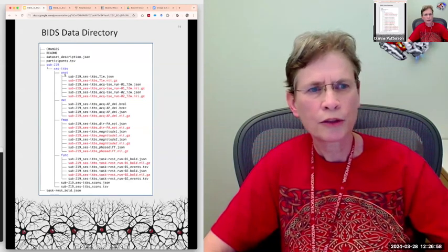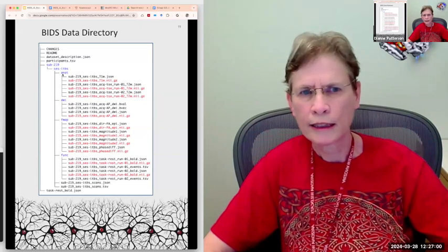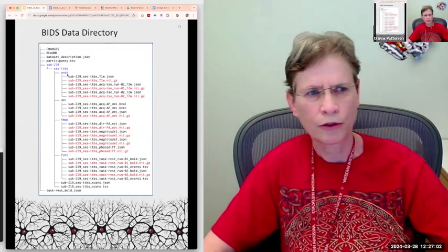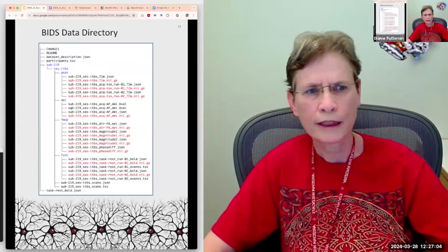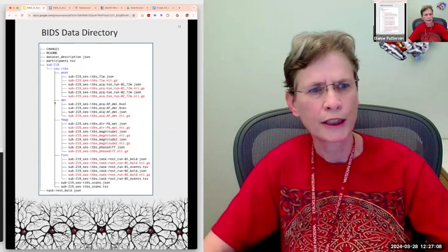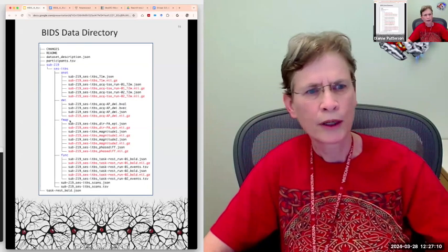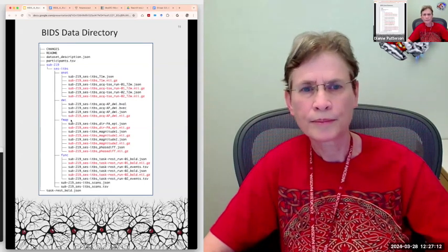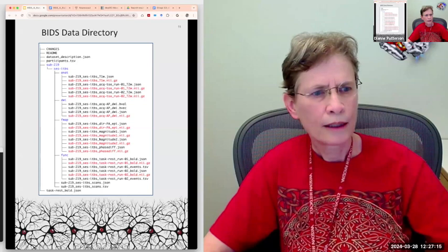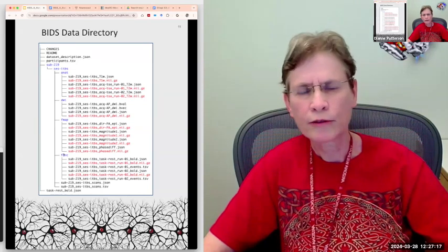Directory names for each modality are set in stone. So there's a directory called anat, that's where T1 and T2 goes. There's a directory called dwi, that's where your diffusion imaging goes. There's an fmap for your field maps, and a func directory for your bold.